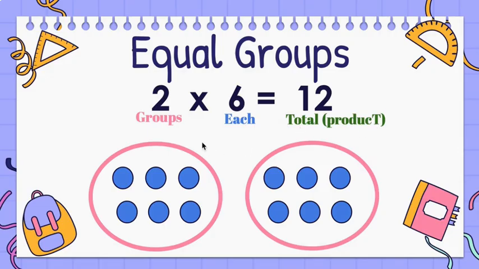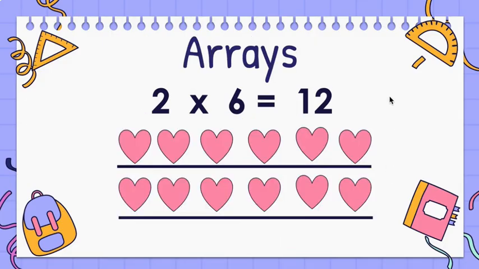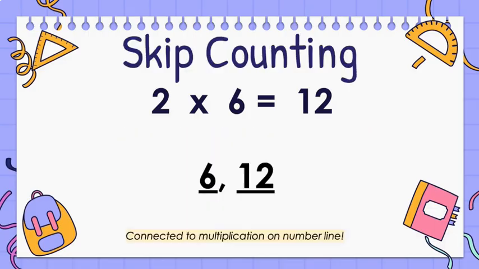In this equation, we would need two groups since our first number is 2. We would need to have 6 dots in each group since that's our second number, and our total is 12, since if we counted up all the dots, we would get that answer. For arrays, using the same equation, we would need 2 rows, so there are 2 lines drawn. Each row needs 6 hearts in each row, and the total or product is 12.